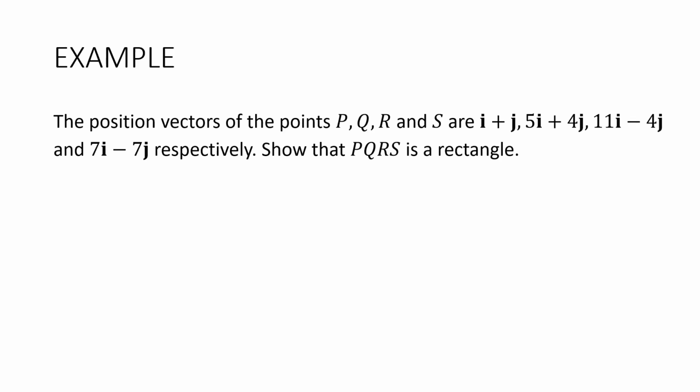Here's an example. The position vectors of the points P, Q, R and S are shown. Show that PQRS is a rectangle. So we'll start with the diagram. Now if we can prove that opposite sides are equal and we have 1 right angle, then we have a rectangle. So we'll start by forming the vectors for each of these sides.